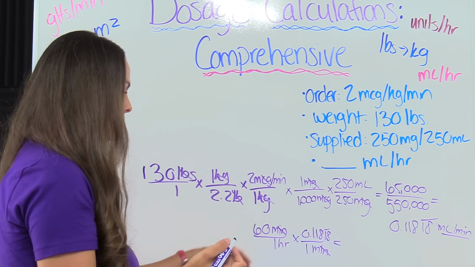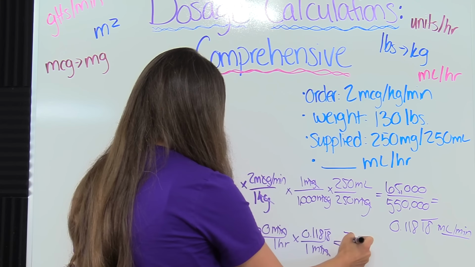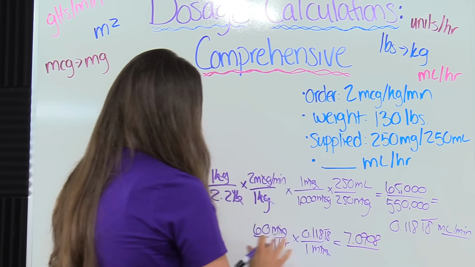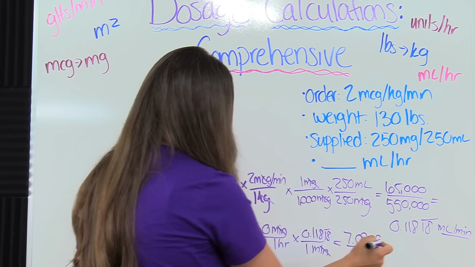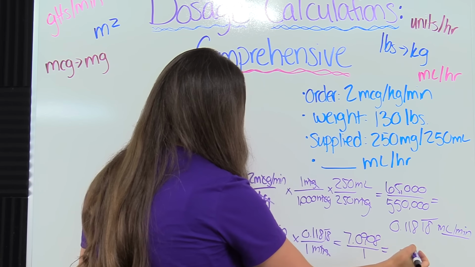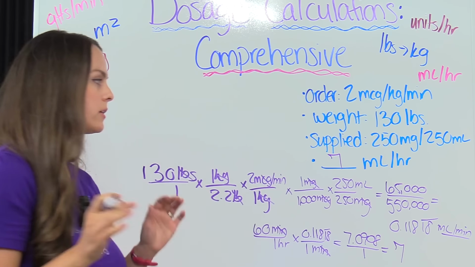So 60 times 0.11818 gives us 7.0908, and then of course 1 times 1 is 1, and then when we divide that out, that gives us, we're going to round to the nearest whole number, that gives us 7. So our answer is 7 milliliters per hour.